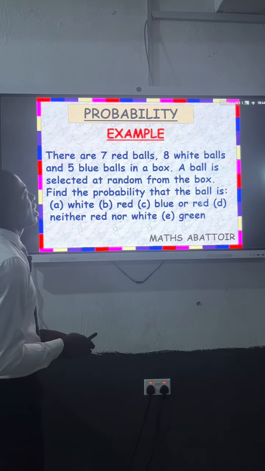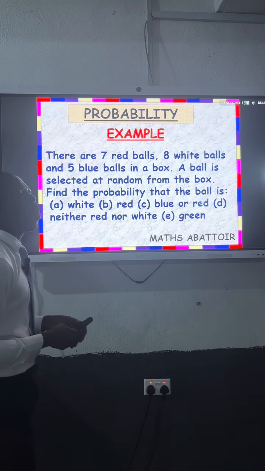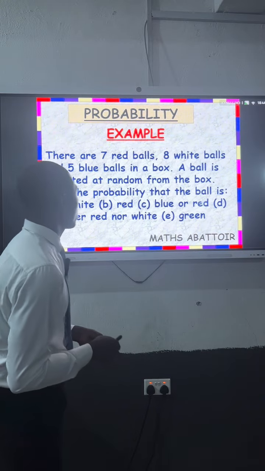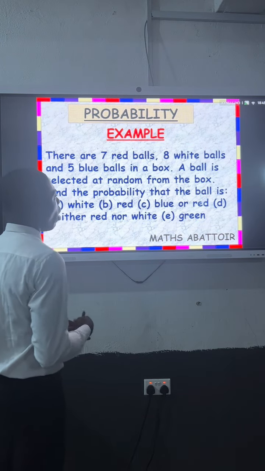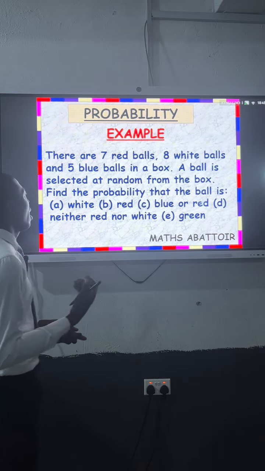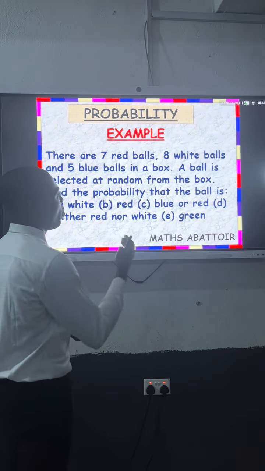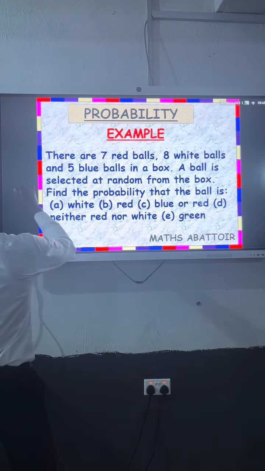Find the probability that, first part of the question, it is going to be white. Second part, the probability that it is going to be red. Third part, the probability that it will either be blue or red. And then the D part, the probability that it is neither red nor white. And then the last part of the question, the probability that what you pick is going to be green. Now let's do that together.